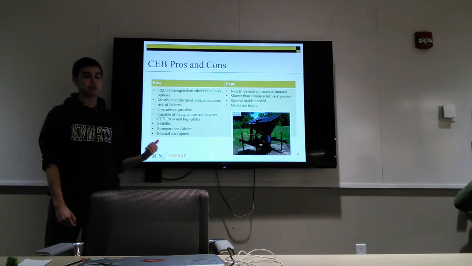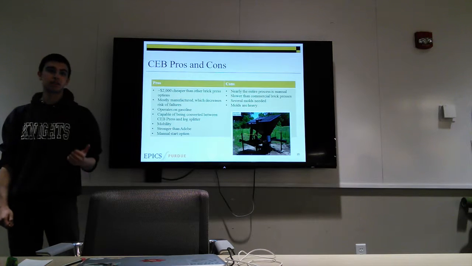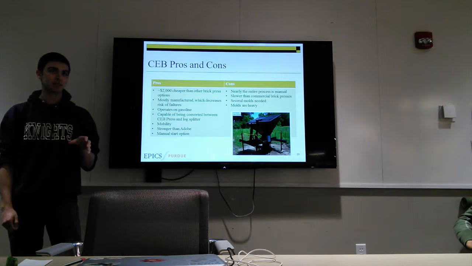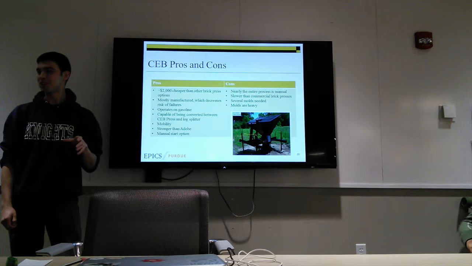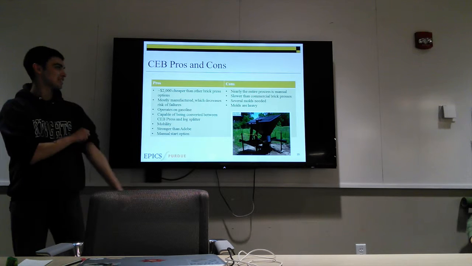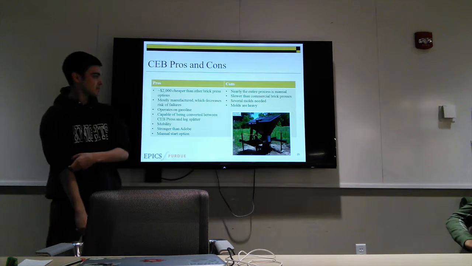CEB bricks are also actually stronger than adobe bricks. The New Mexico standard for adobe is, I believe, 300. I don't know. I'll figure that out for Wednesday. I forget what the exact numbers are. But yeah, basically earth bricks are way stronger.